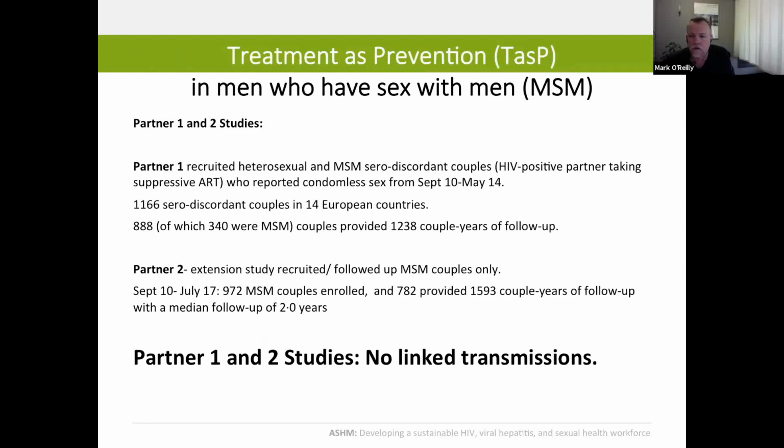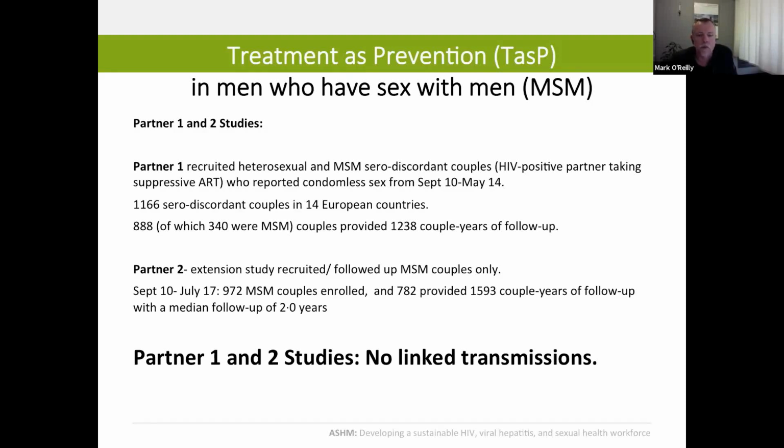This study was predominantly in heterosexual couples, though, and so we needed to find more data specifically looking at HIV transmission and treatment as prevention in men who have sex with men. So the Partner 1 and 2 studies sought to do this. The Partner 1 study initially recruited heterosexual and same-sex male couples, serodiscordant couples, where the HIV positive partner was taking antiretroviral therapy and had an undetectable viral load.